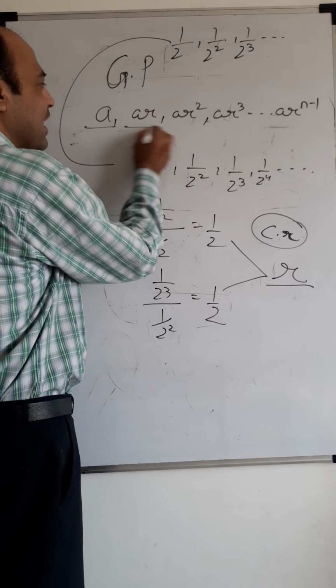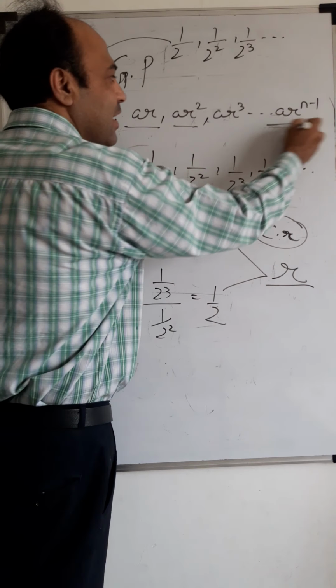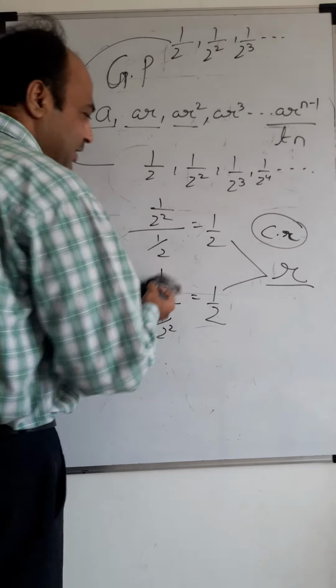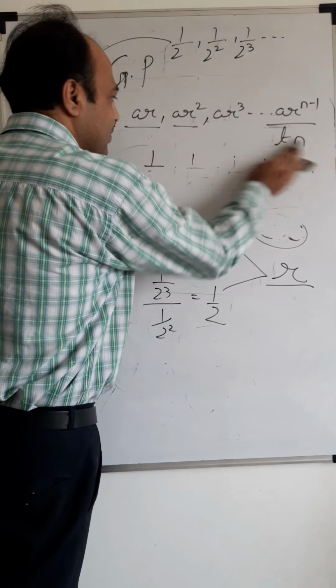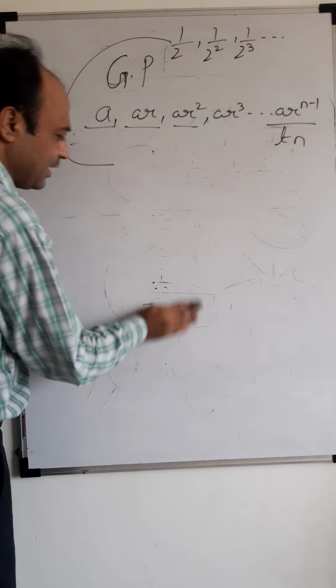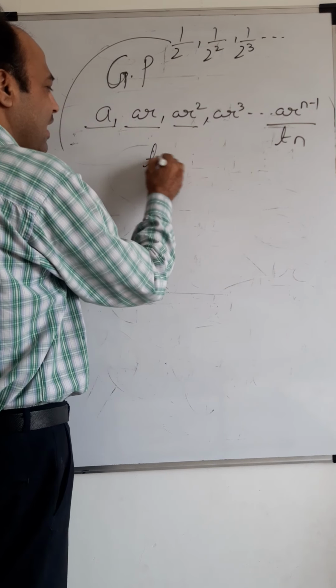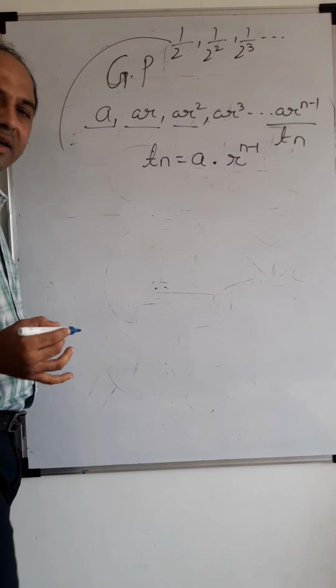The first term is a, the second term is ar, and r is the common ratio; ar² is the third. So the nth term is a into r to the power n minus 1. That is the nth term of a GP. Clear? So GP is important for NDA. GP के सम्स ज़्यादा होते हैं, ठीक है? So in GP we have seen a, ar, ar² are the terms. Tn, the nth term, is a into r to the power n minus 1. Correct?